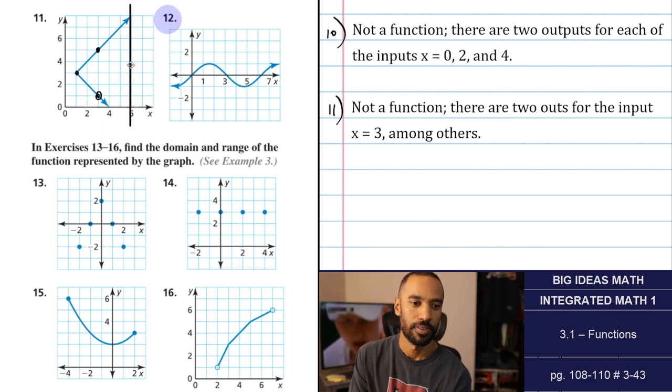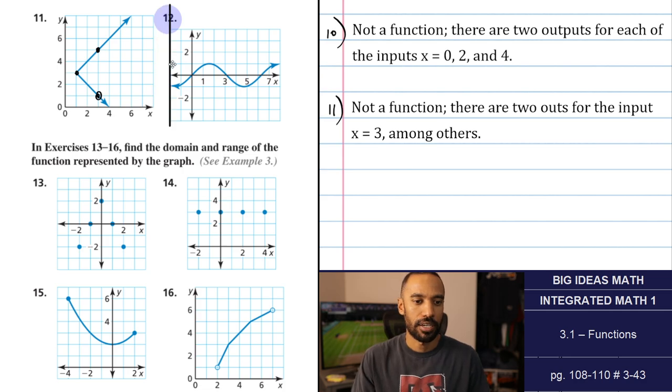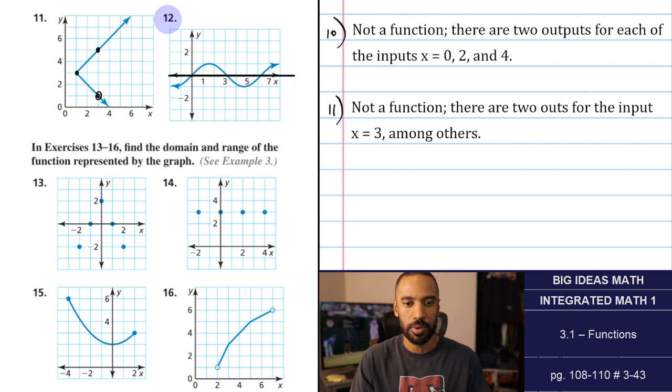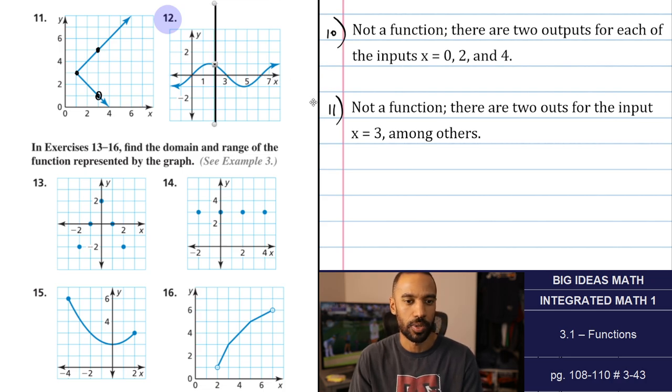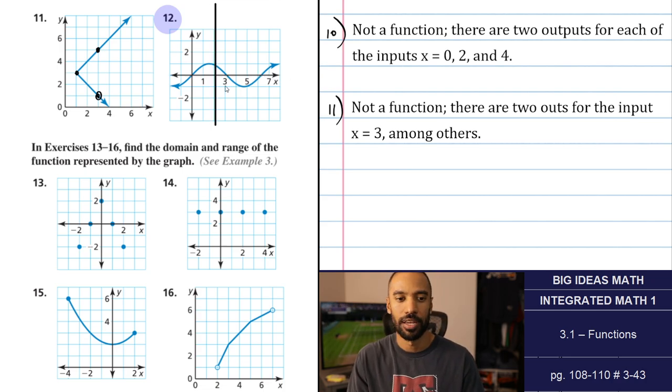Now, number 12, it's curvy, but is it passing? Yep. My sensor's not going off as far as failing the vertical line test here anywhere. Every x only has one y. Now, if there was such a thing called a horizontal line test for original functions here, then it would fail, that each y has the same x here and here and here, and it would keep repeating like that. But that's not the case. We don't care about that. We can have the same output with different inputs.